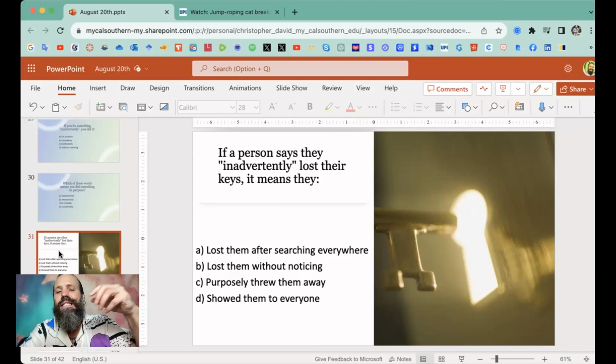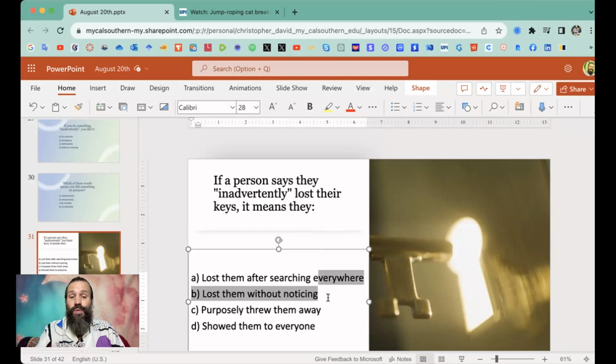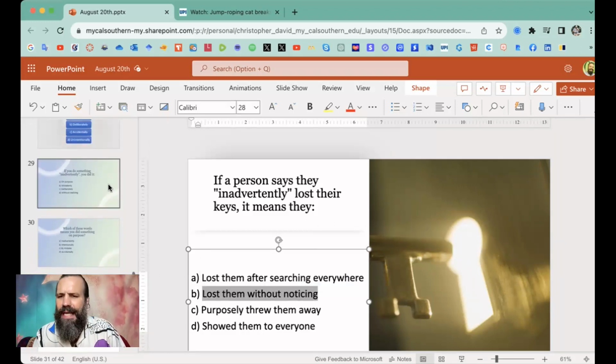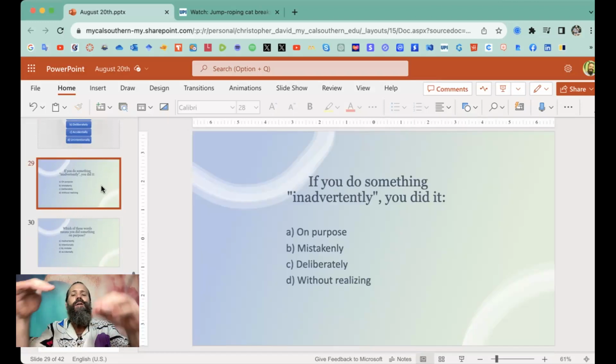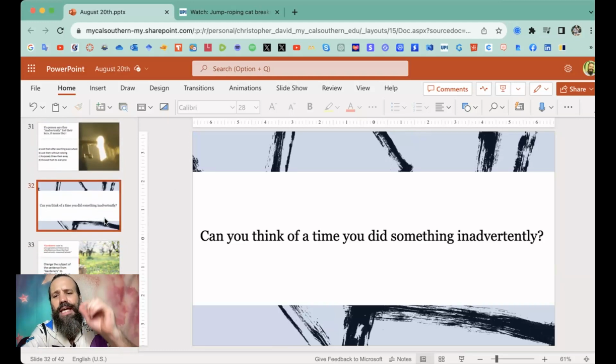If a person says they inadvertently lost their keys, it means they... and now I don't have the option of "mistakenly." I just have: lost them after searching everywhere, lost them without noticing, purposely threw them away, showed them to everyone. Then he's able, based on these and the context, to know which one it is, and then he goes back and can choose the best answer, which would be "without realizing" rather than "mistakenly." And then I asked him, can you think of a time you did something inadvertently?